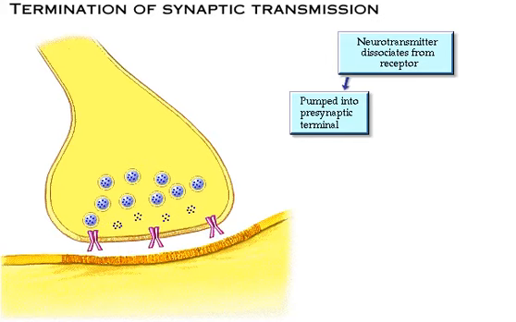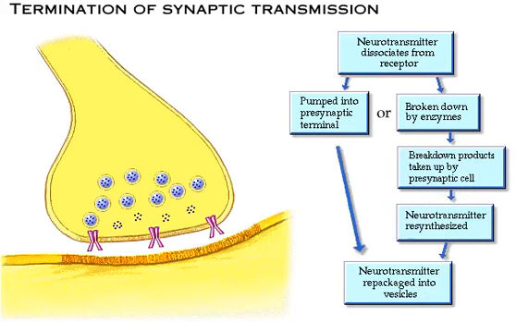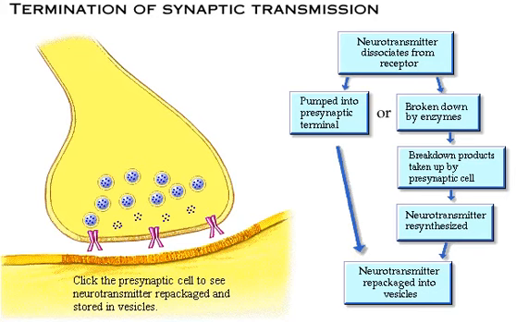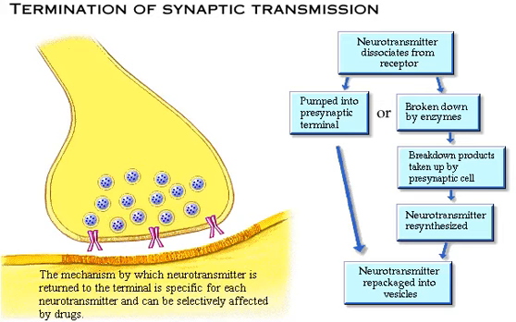In some cases, the neurotransmitter is broken down by enzymes, and the breakdown products are taken up by the presynaptic cell. The neurotransmitter acetylcholine is an example of this process. When breakdown products are transported into the presynaptic terminal, they are used to resynthesize neurotransmitter. The neurotransmitter, which is being returned to the terminal, is repackaged into vesicles for storage and subsequent release. Click the presynaptic cell to see neurotransmitter repackaged and stored in vesicles. The mechanism by which neurotransmitter is returned to the terminal is specific for each neurotransmitter and can be selectively affected by drugs.